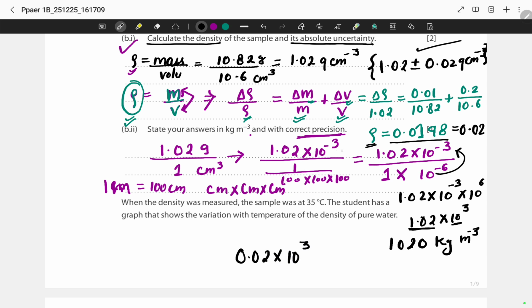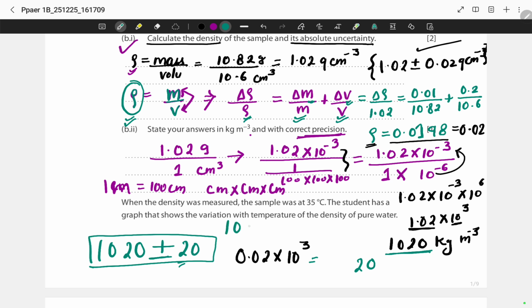in order to convert it the same way. If you want, you can repeat the same process. Ultimately you will multiply by 10 to the power 3. So here you will get 20, right? Now you see the value of density is 1020. It doesn't have any decimal point. That means my uncertainty should also not have any decimal point. So plus minus 20, rounded off to 1 sig fig, and the precision is matching.